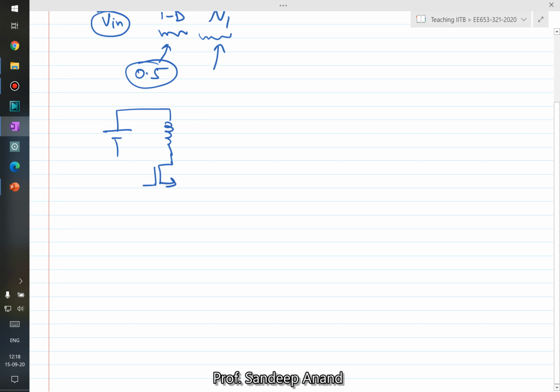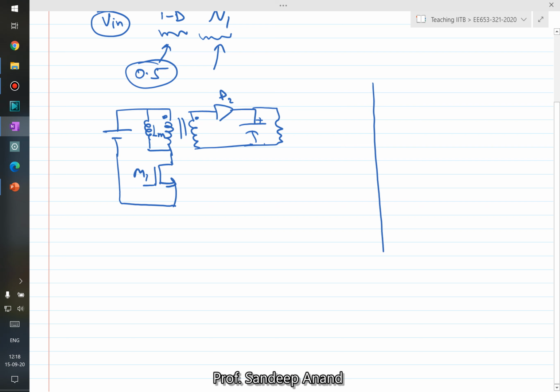So this is MOSFET M1, diode D2, and I'm drawing an ideal transformer plus the magnetizing branch LM. As we have seen before, once M1 is on, then D2 is off, and when M1 is off, D2 is on.